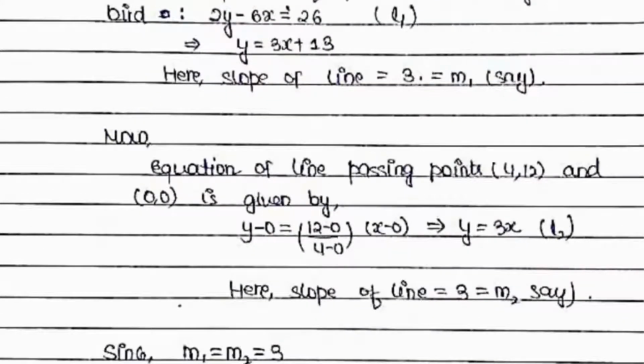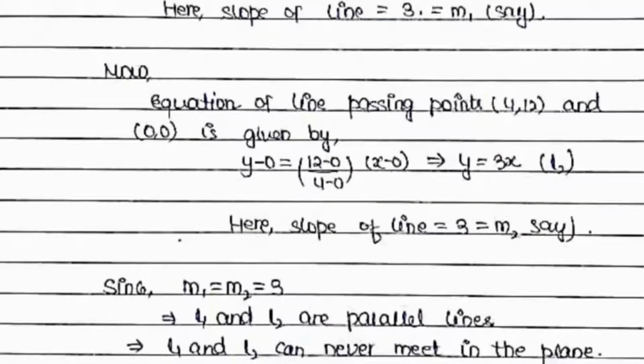Now the equation of the line passing through the points (4, 12) and (0, 0) is given by y minus 0 equals (12 minus 0)/(4 minus 0) into (x minus 0), so y equals 3x, right? Now the slope of this line, 3, equals m2. So we get m1 equals 3 and m2 equals 3.